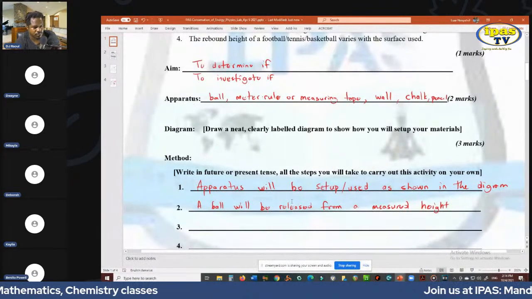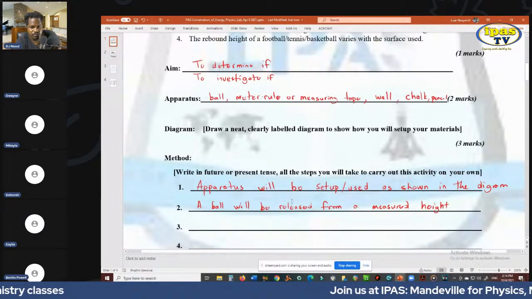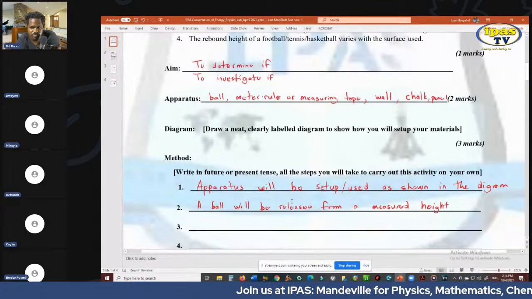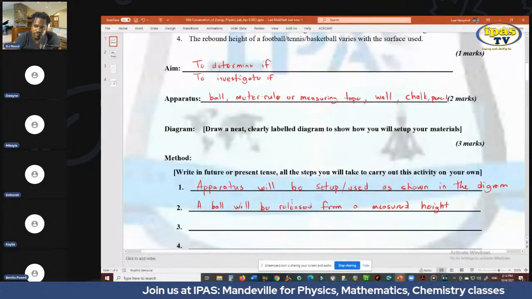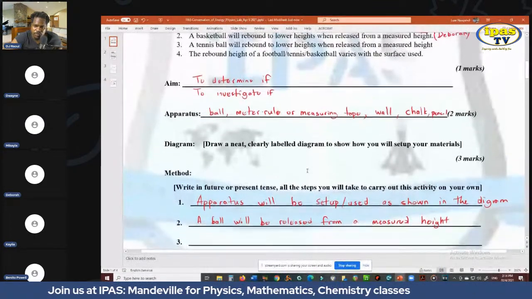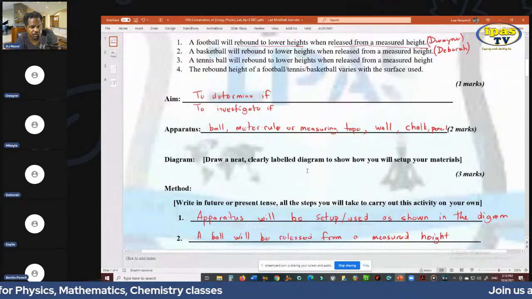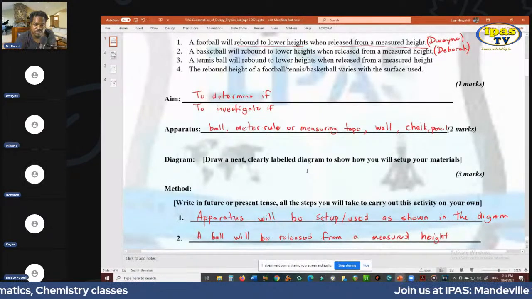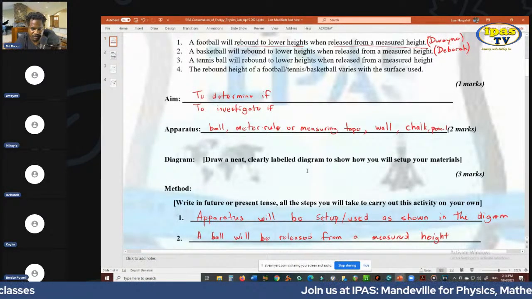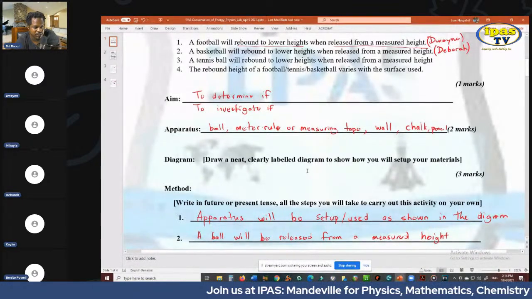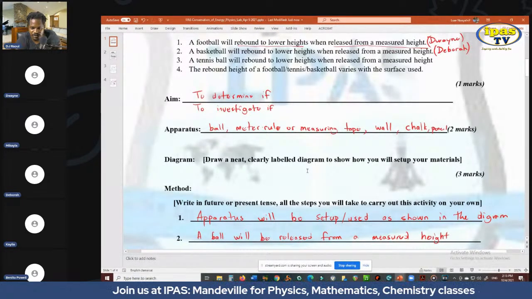Sir, for writing our own hypothesis, can we put what height it will be released from? No. That won't go in the hypothesis. Okay. Yeah, that sounds like a method. You're getting specific about the height you're releasing it from.